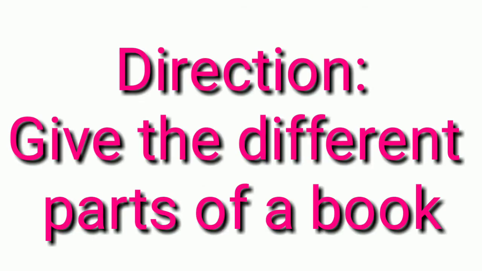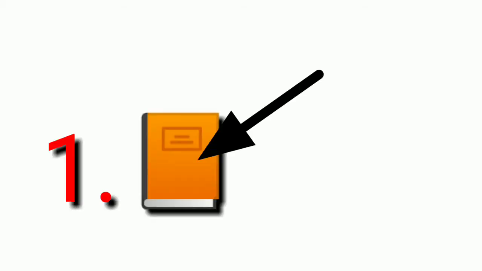Now, let's try if you've learned our topic for today. You can get your paper and pencil or anything that you can write your answer on. Direction: give the different parts of a book. Identify what parts of the book it is. Number 1. The first part of the book. You can call it a... Let's try if you can answer. Cover. Amazing. The answer is cover.